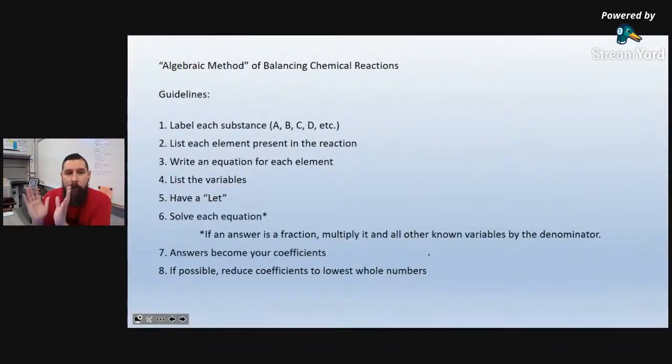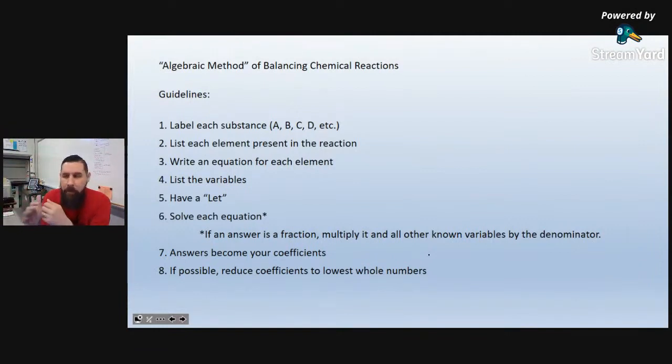All right. So, algebraic method. The first thing we do is label each substance within the reaction equation with a letter: A, B, C, D, etc. Then we list each element present in that reaction that needs to be balanced. Then we write an equation for each element. We list out the variables A, B, C, D, however many substances we had. Then step 5, this is the big one. We have what's called a let.